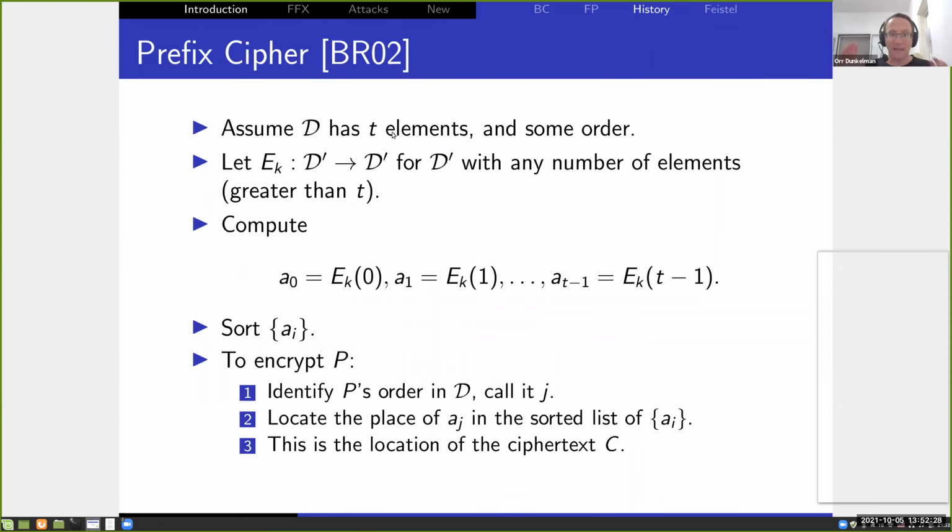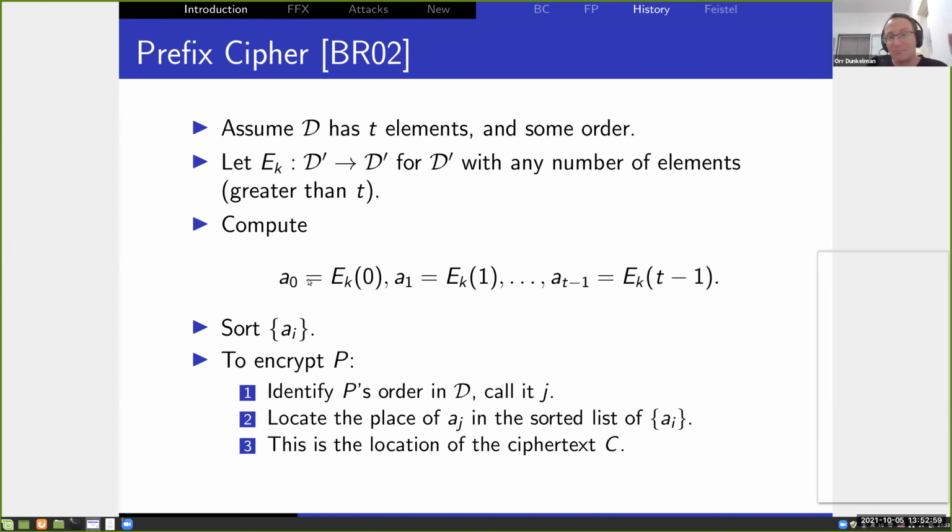Okay, so here's another construction. This one doesn't have this problem, but it requires a lot of memory and a bit of pre-processing. Here's the idea. Let's assume that the domain D has T elements. Again, you pick D prime, which is larger, but it can be any size, even completely unrelated. And what you do, you compute a sequence of numbers, A0, which is the encryption of 0, A1, which is the encryption of 1, etc. T times, you get T values. And then you sort them.